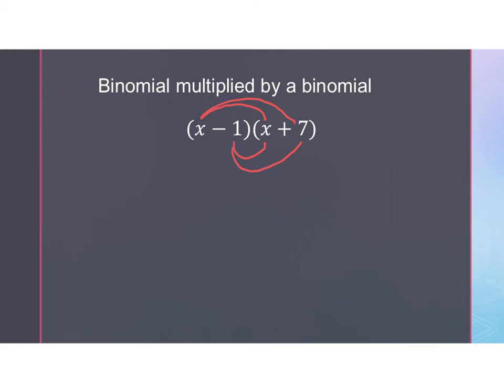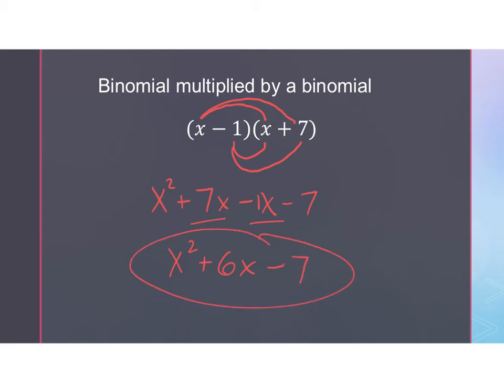So the first one, x times x, gives us x squared. x times 7 will give us plus 7x. Negative 1 times x would give us a negative x. Then negative 1 times 7 would give us negative 7. Now once we have terms like this, we see if we can combine any like terms. Well, I notice I can combine these like terms. So x squared, 7x minus 1x, remember there's technically a 1 there, it would be plus 6x, and then minus 7. That would be our answer when we multiplied those.